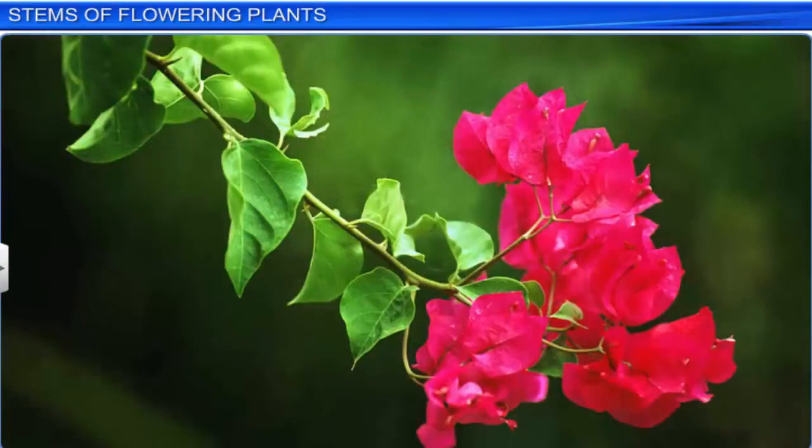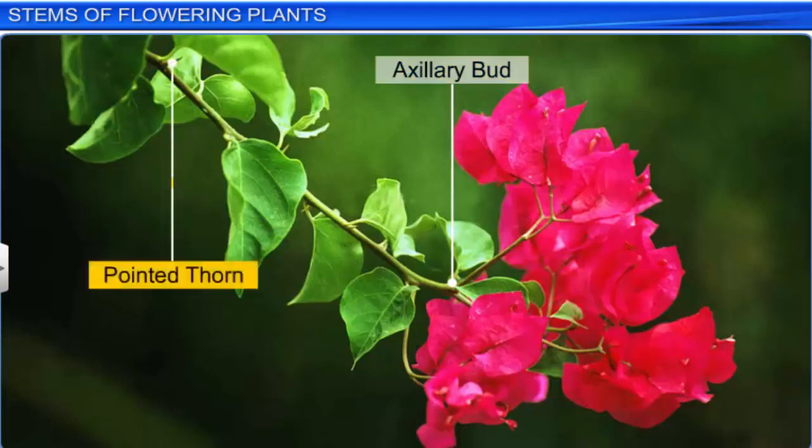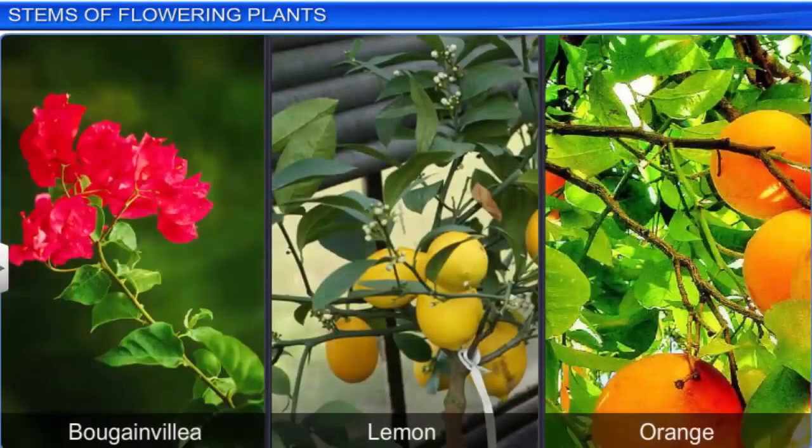Sometimes, the axillary buds on the stem get modified into straight, woody and pointed thorns, which protect the plant from pasturing animals. Plants like bougainvillea, lemon, and orange are typical examples where the axillary buds get modified into thorns.